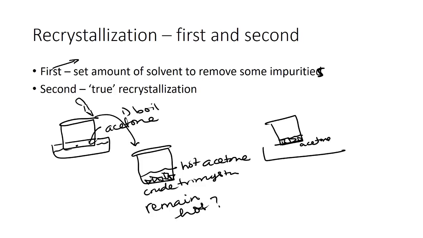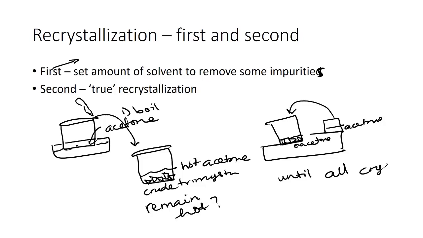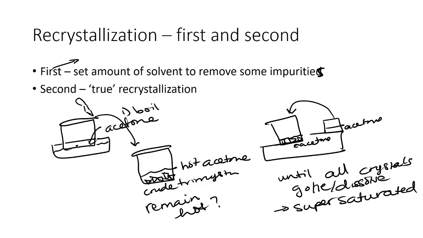And then you're going to place this on the hot plate, right? And you're going to put that on there to keep it warm. So keeping the pure acetone warm, we're just going to keep adding until all crystals are gone or dissolved. But only to the point that it just dissolves. You want this solution super saturated. So if you have too much solvent, it will completely dissolve and then nothing will recrystallize back out.